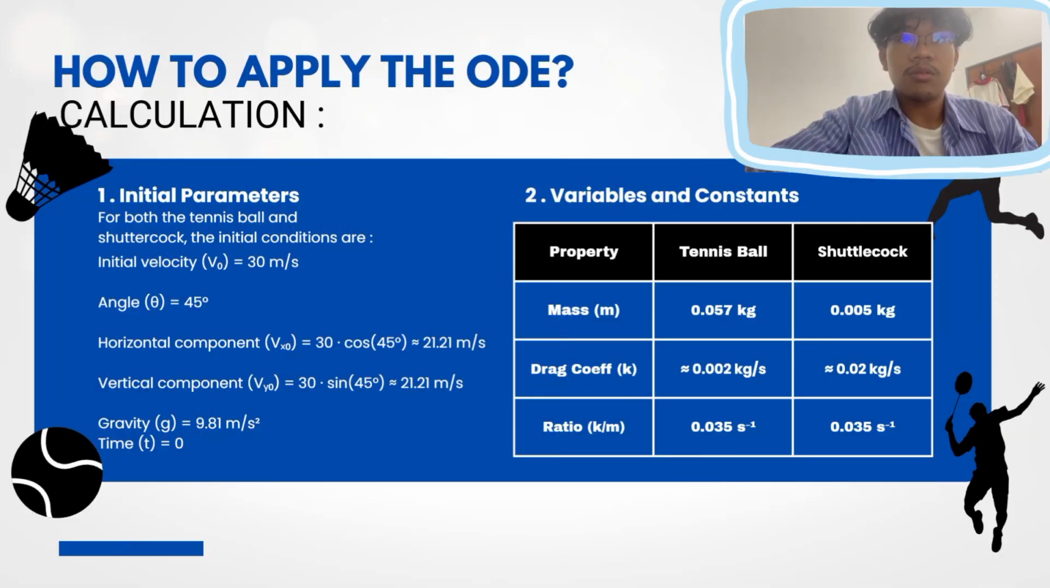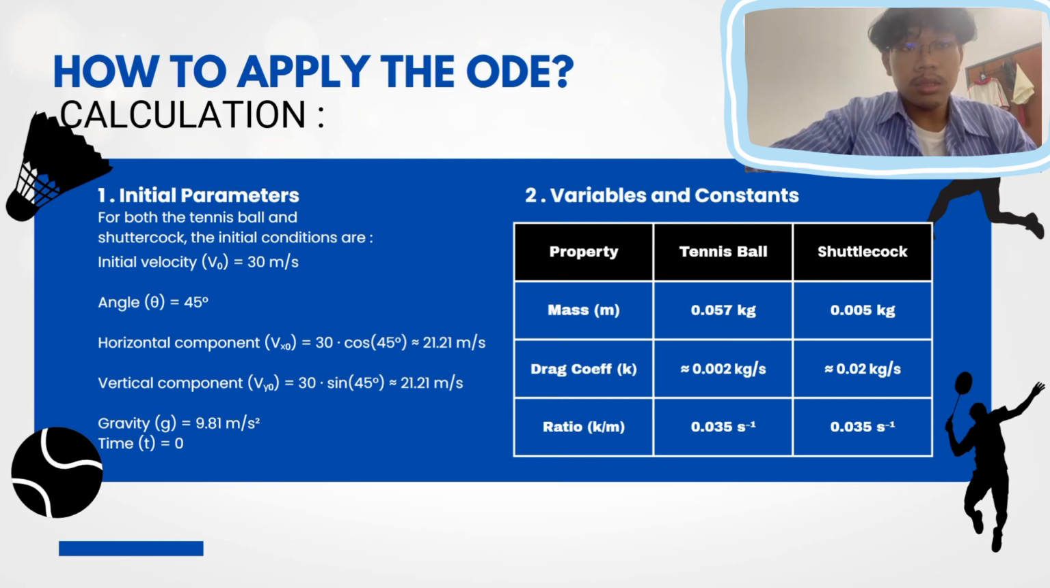So I want to explain to you guys how to apply the ODE. Okay, first we need to know the initial parameters. For both the tennis ball and the shuttlecock, the initial conditions are: initial velocity v0 equal to 30 meters per second, the angle, which is 45 degrees, the horizontal component, which is 30 times cos 45 degrees, approximately 21.21 meters per second, which is the same as the vertical component. And the last is gravity, which is 9.81 meters per second squared, and time, which we assume is 0.